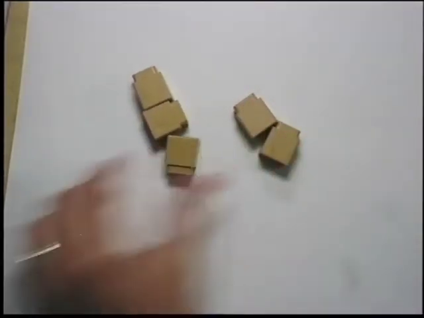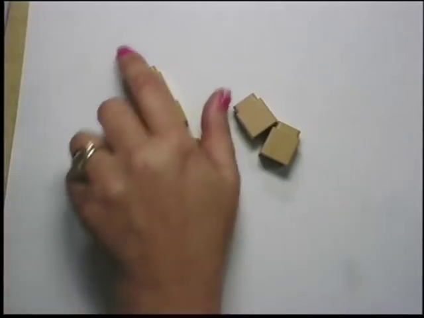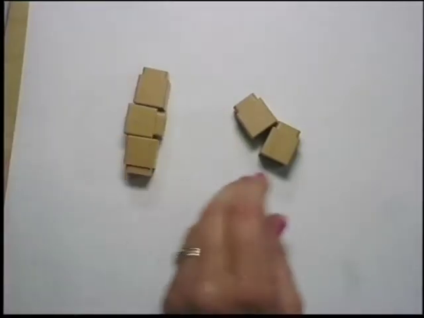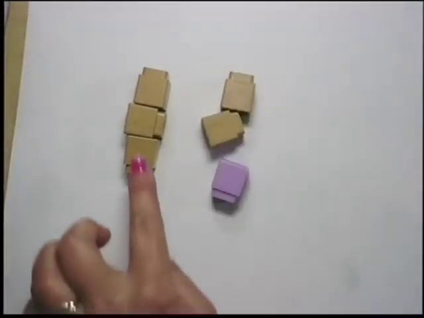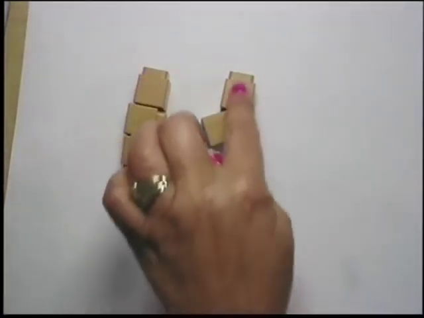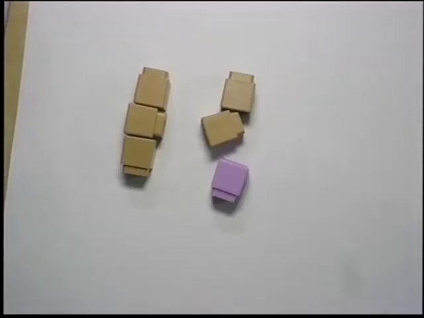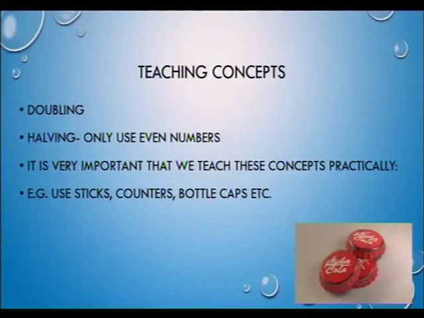Or then 3 objects, they have to double, so they have 3 there, so this side they add another 3, so now they know 1, 2, 3, 4, 5, 6, so double 3 is equal to 6, but they have to see, they have to do it practically.